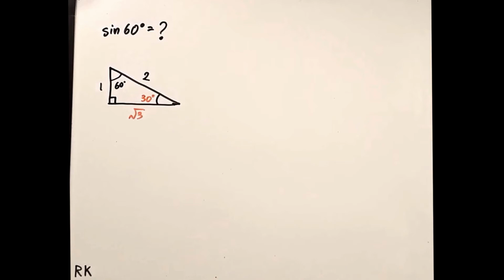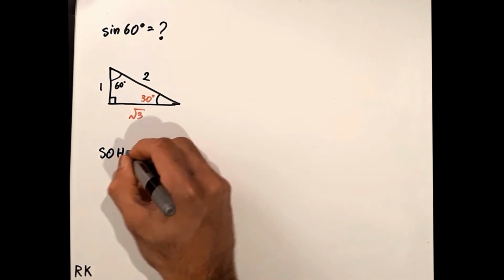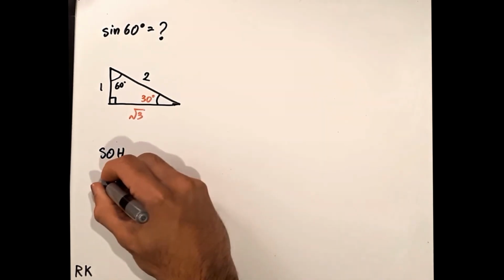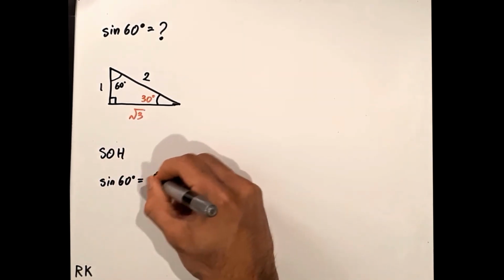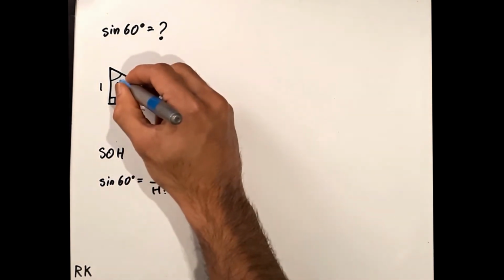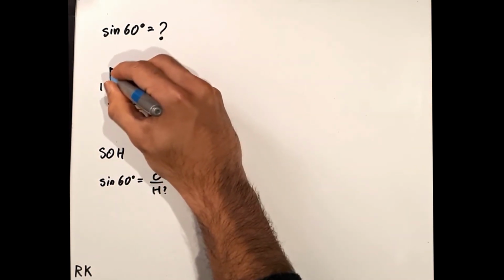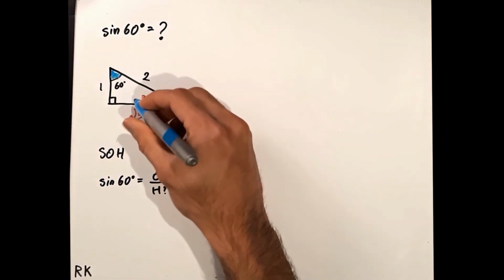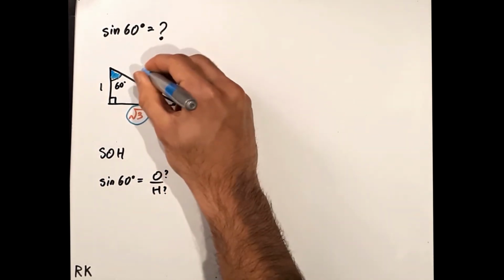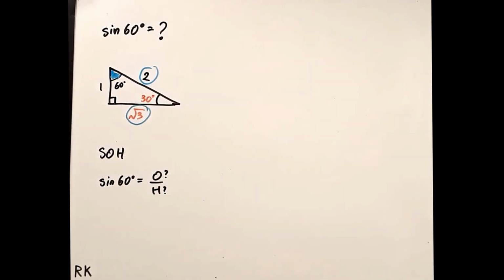Now that we have our 60-30 triangle, let's use our acronym to tell us the next step. The sine of 60 uses SOH. So sine of 60 equals opposite over hypotenuse. Right, so all we need to do now is shade in 60 degrees as our corner and circle its corresponding opposite side and hypotenuse lengths.